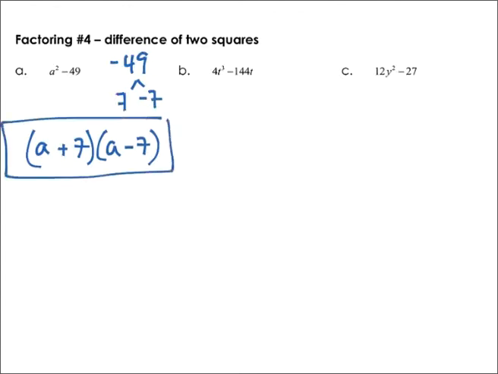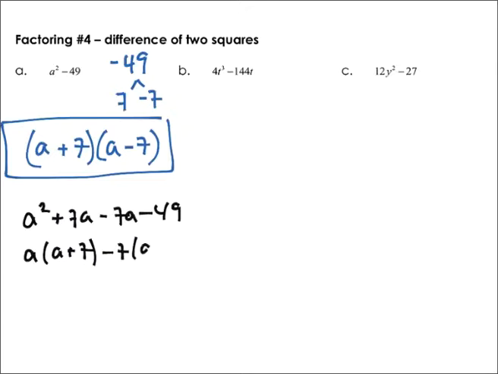If you wanted to do the grouping, you would have just done a squared plus 7a minus 7a minus 49, and you would have ended up with a plus 7, factored out a negative 7, a plus 7, and you'd get the exact same thing. So it does work with grouping.